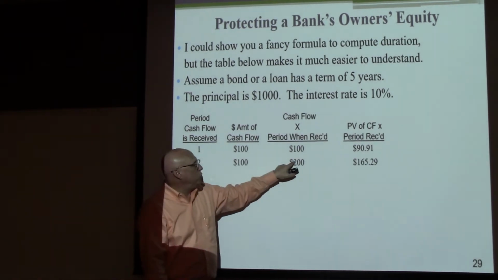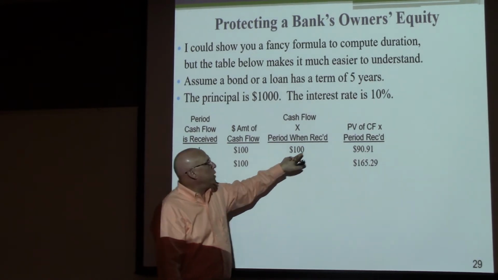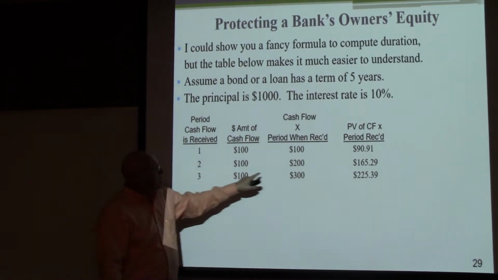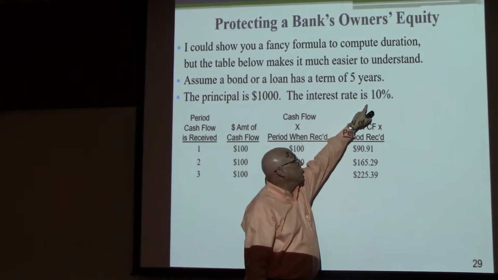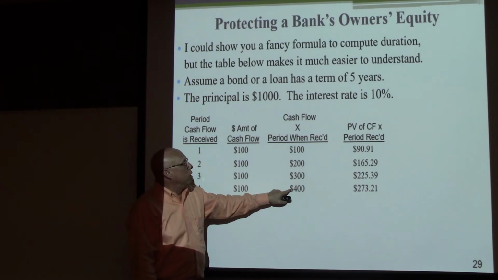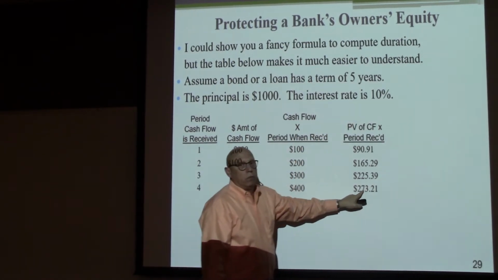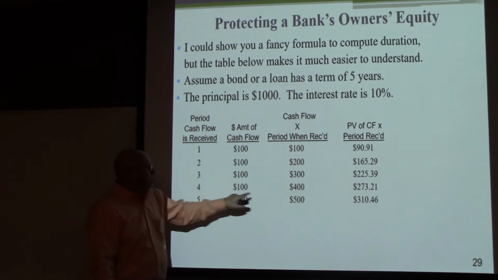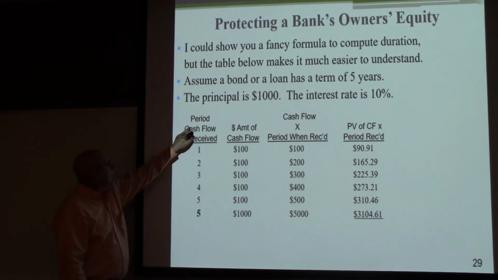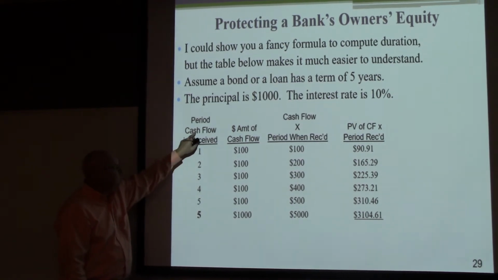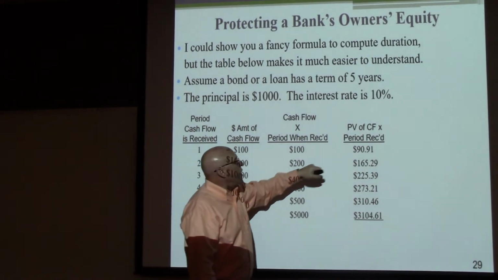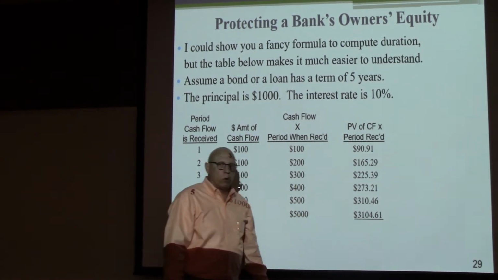100 times 2 is $200 divided by 1.1 raised to the second. $100 times 3 is $300 divided by 1.1 to the third. $100 times 4 is $400 divided by 1.1 to the fourth. $100 times 5 is $500 divided by 1.1 to the fifth. And then our sixth cash flow, but this is not the number of cash flows, this is when we receive it. 5 times 1,000 is 5,000. 5,000 divided by 1.1 raised to the fifth is 3104.61.